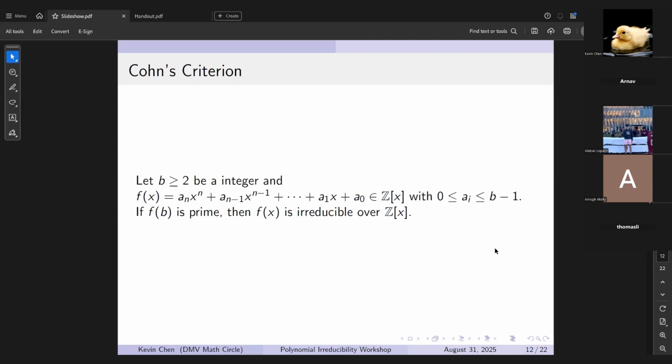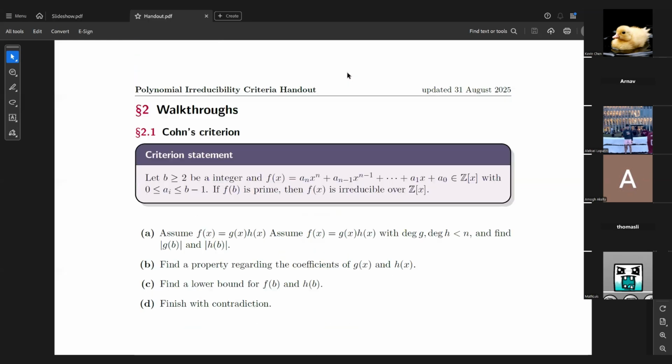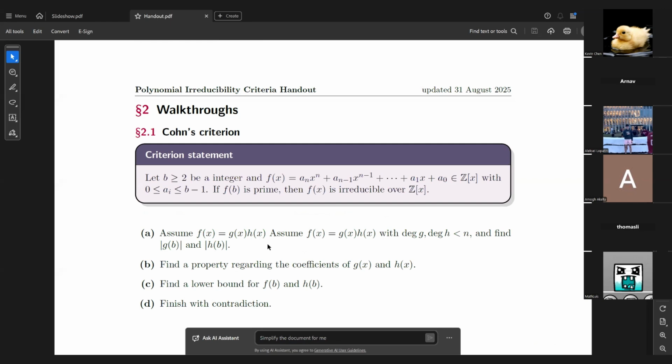And so back to Cohn's criterion, we have: let b greater than or equal to 2 be an integer, and f be this polynomial over here, with all the coefficients of f greater than or equal to 0 and less than or equal to b minus 1. And if f of b is prime, then f of x is irreducible over Z[x]. So I'm not going to be proving this one specifically, but there is a walkthrough for it, and I'm going to be posting this handout.